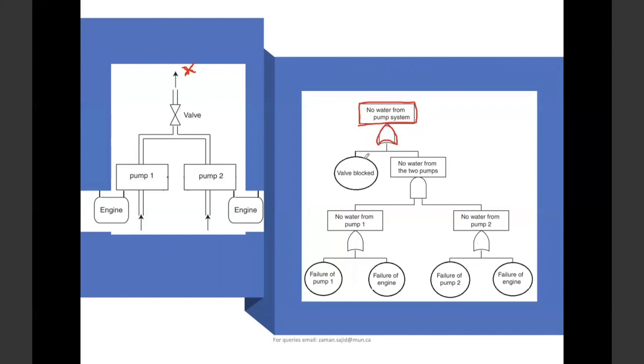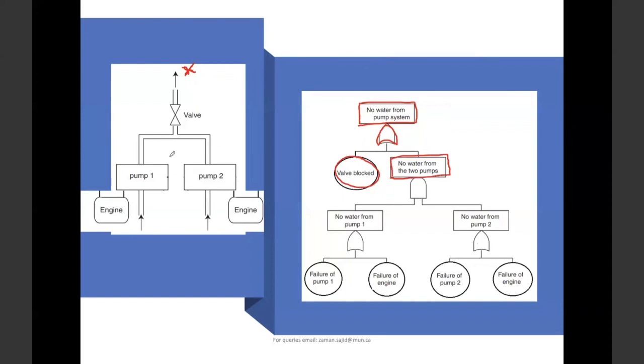Now this is classified as my primary event or basic event because I cannot further classify this event here. However, no water from the two pumps can be further classified. That is why I wrote it in a rectangle.